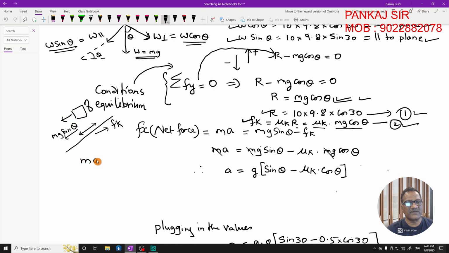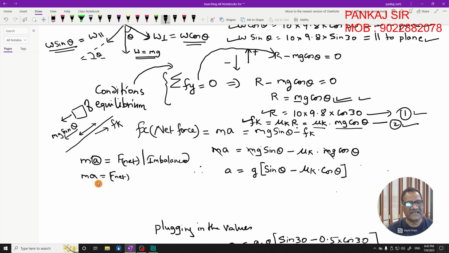So mass into acceleration is always equal to the net force acting on that body. So this body of mass m is acted upon by some net force, or you can say imbalance force. Due to this net force or imbalance force, there is some acceleration in the body. So that acceleration you are supposed to find out. So the formula you are using is ma is equal to F net.